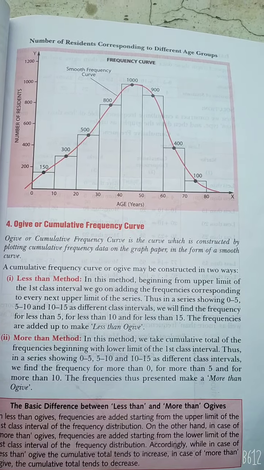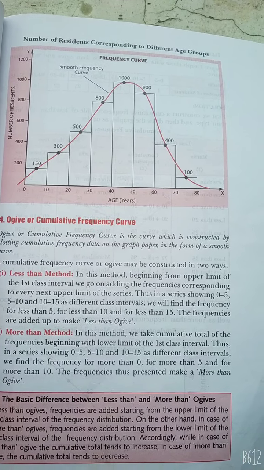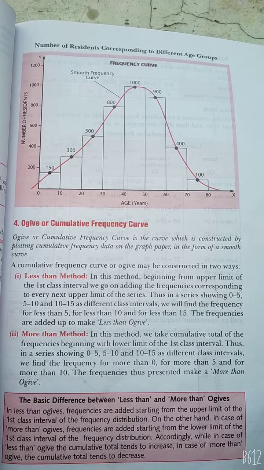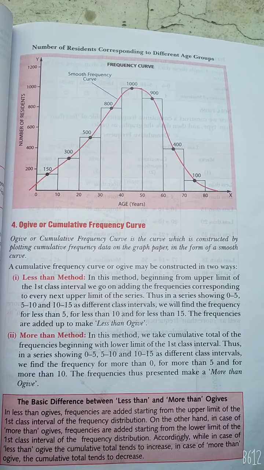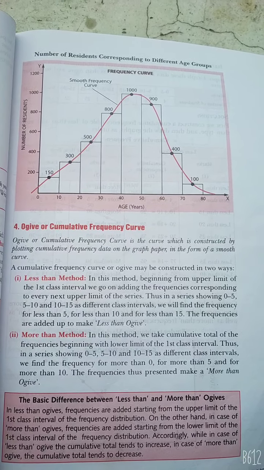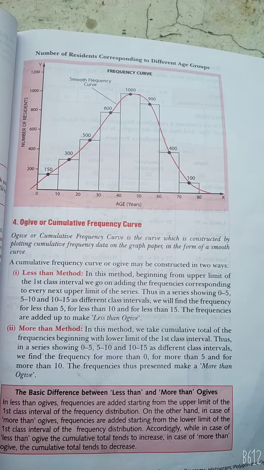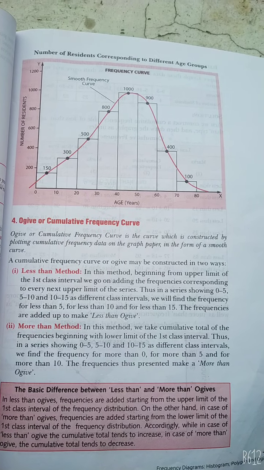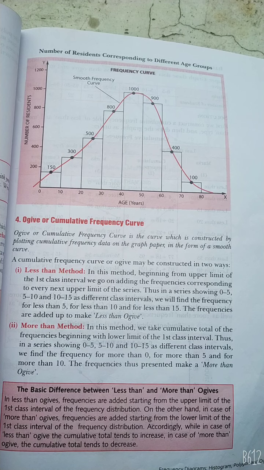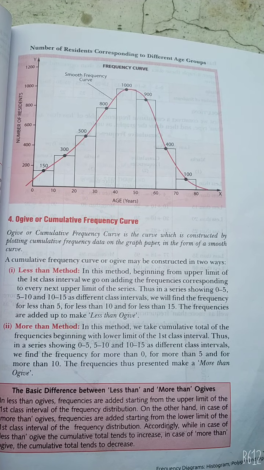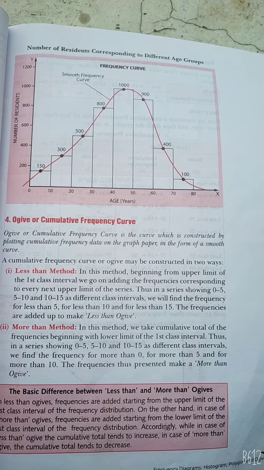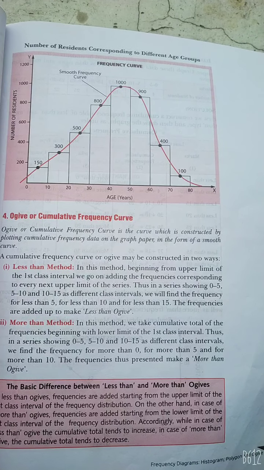Next, the ogive curve. The ogive or cumulative frequency curve is the curve constructed by plotting the cumulative frequency data on graph paper in the form of a smooth curve. The cumulative frequency curve or ogive may be considered in two ways: the less than method and the more than method. In the less than method, beginning from the upper limit of the first class interval, we go on adding the frequency corresponding to every next upper limit of the series.